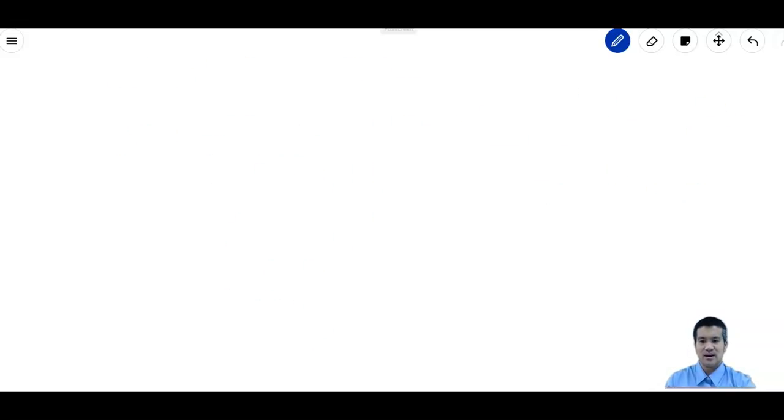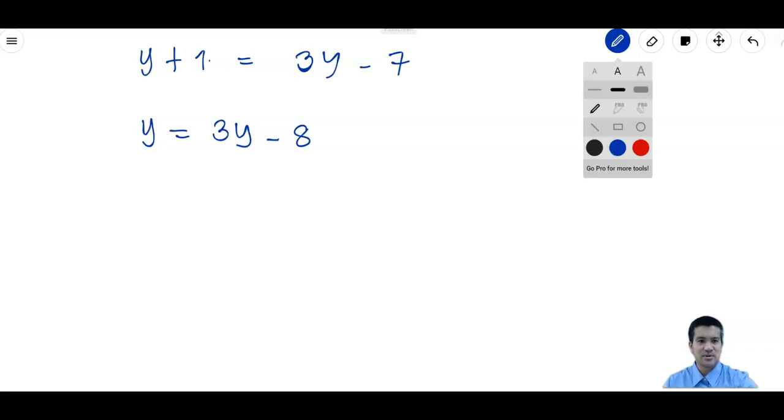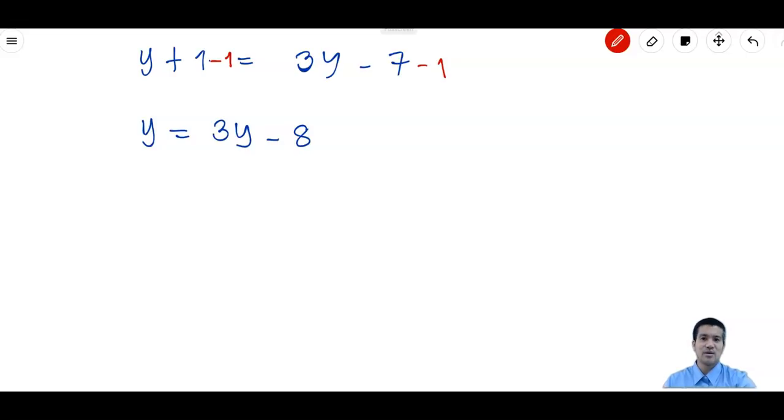Okay, let's say we have y plus 1 equal to 3y minus 7. So first thing we will do is we have to subtract, or we have to eliminate 1. So we have to subtract by 1. So therefore y is equal to 3y minus 8, right? Because we have to subtract by 1 here. So when you're going to subtract by 1, we have to write that one there so that you will not be confused. We have to subtract by 1, and then we have to subtract by 1 here as well. So therefore -7 and -1 will become -8.